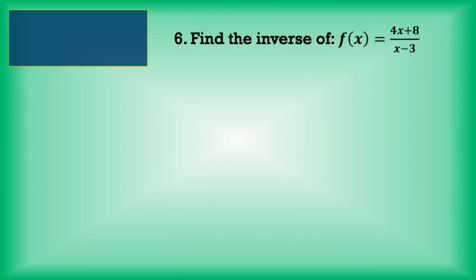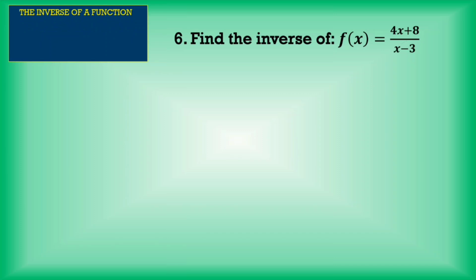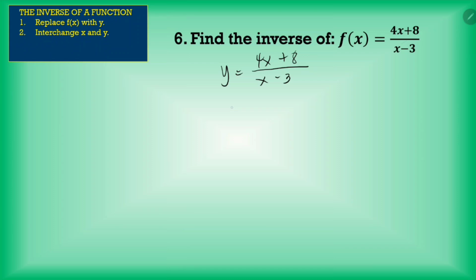We're now down to our last example. Ayan. Baka magulat kayo dun sa una kong given, walang value, walang x dun sa denominator. So, maglagay tayo. Ayan. So, y equals 4x plus 8 over x minus 3. Interchange x and y. So, we have x equals 4y plus 8 over y minus 3. Third step, solve for y in terms of x.